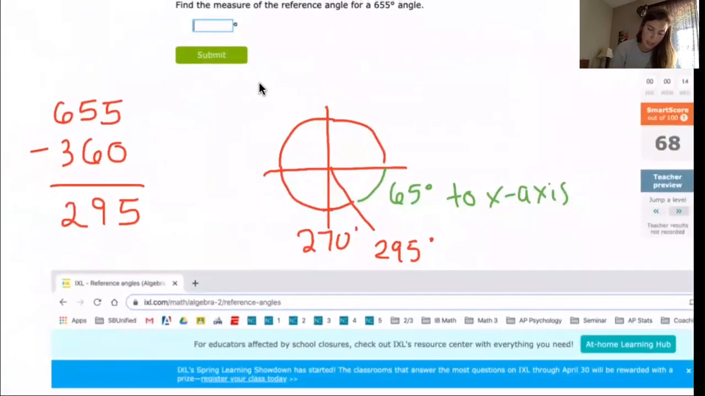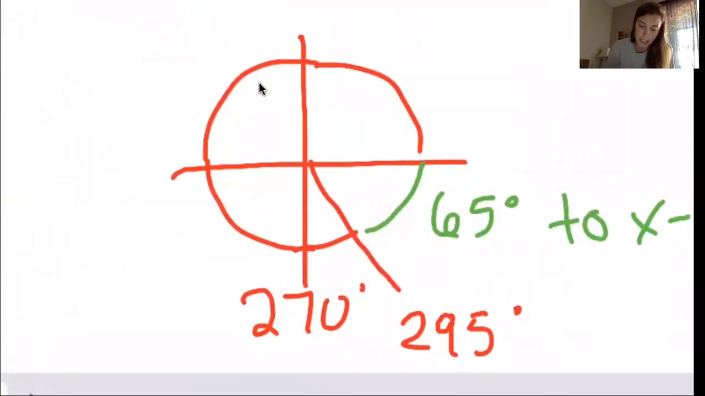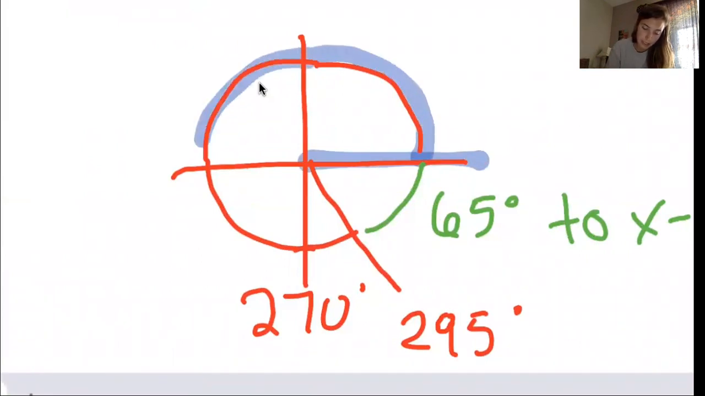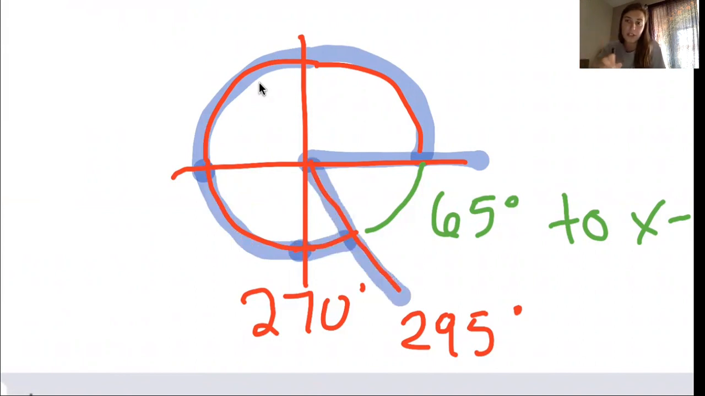So I just did some math over here. 655 minus 360 is 295. So my remaining angle after I go around one whole time will be 295. So I'm just going to show the 295 part. So here's my circle. My initial was there. I went around 90, 180, 270, and then 295 is right there. It's in blue. So that whole thing is 295.